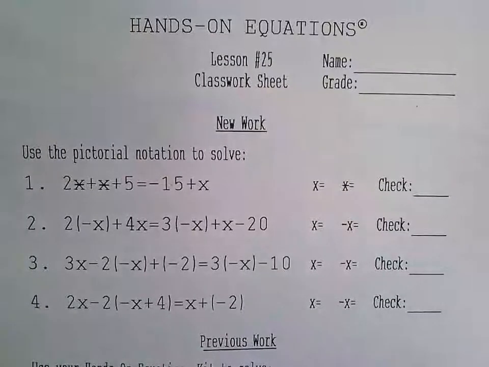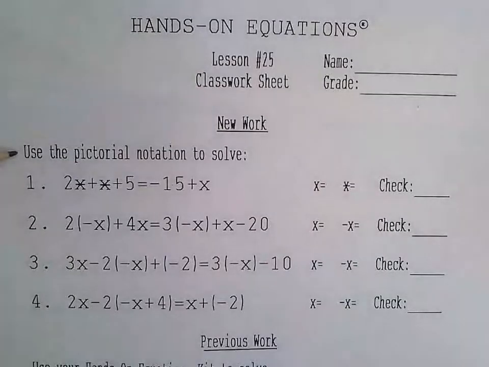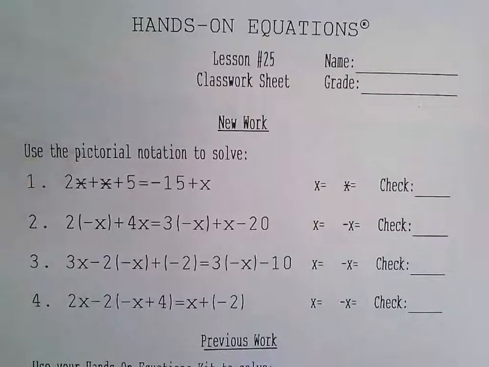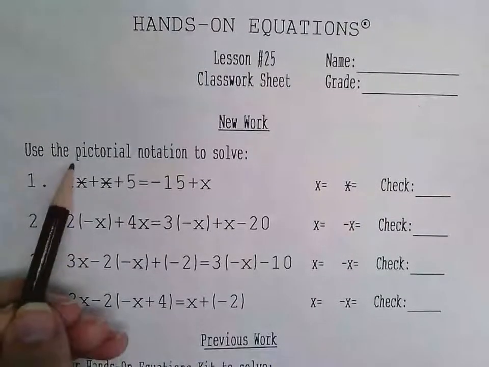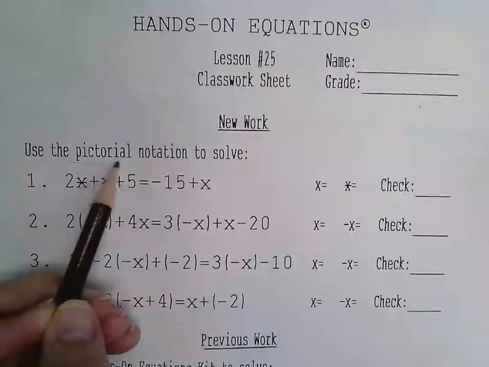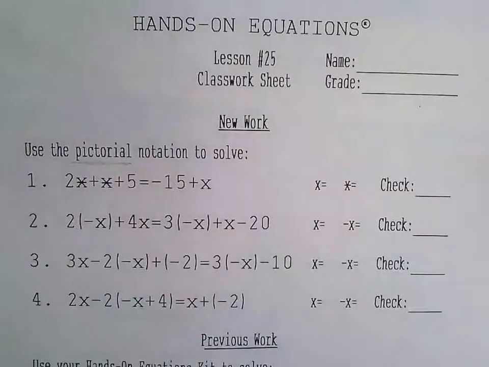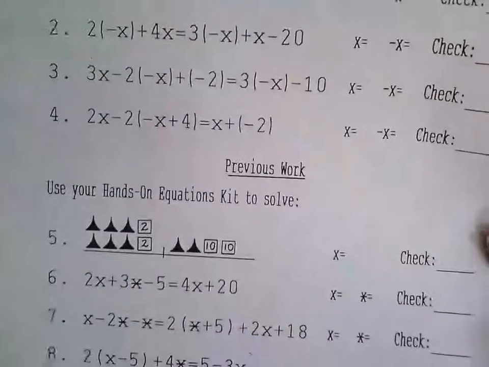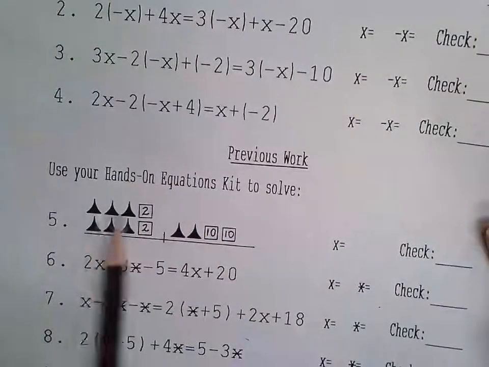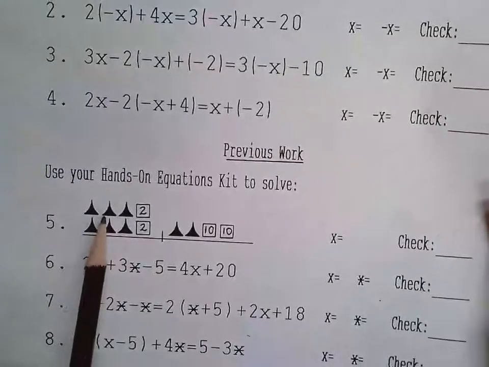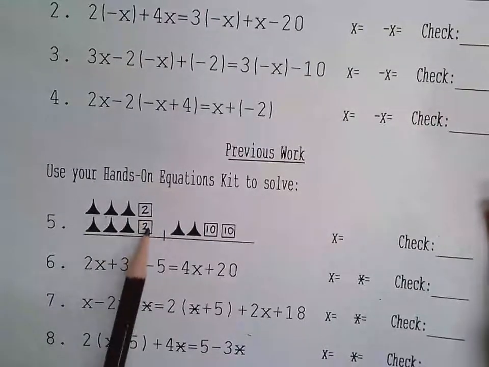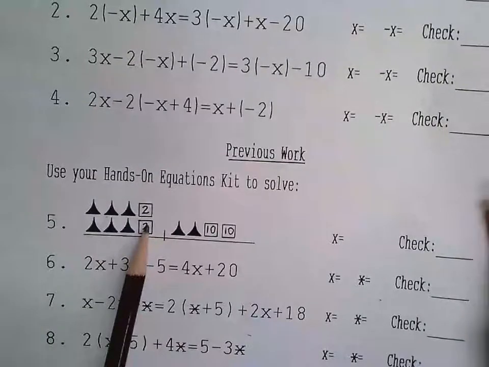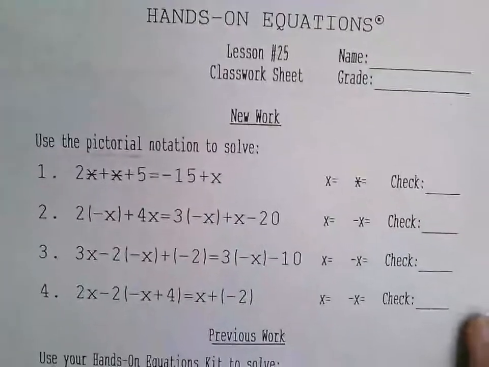Lesson 25. The instructions for Lesson 25 say use the pictorial notation to solve. And you probably can hear the word part picture in pictorial, which means drawing. So what they want you to do is draw out, like they do sometimes, using these little things that look like chocolate chips, I think, and squares with numbers in them to represent the blocks. So I'll do a couple of these as an example.